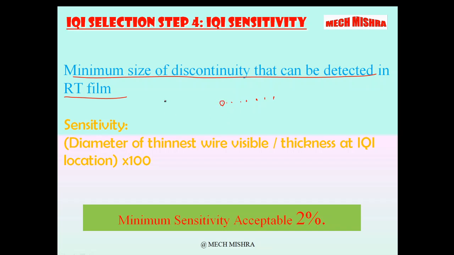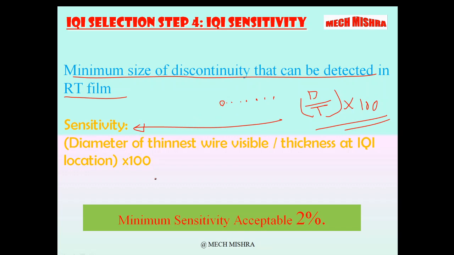So how to calculate the sensitivity? There is a formula: diameter of the thinnest wire visible, divided by the thickness of the IQI location, means the thickness of the base metal, into 100. So we take the diameter of the wire divided by the thickness of the plate and multiply by 100. This will give the sensitivity of my radiography film.